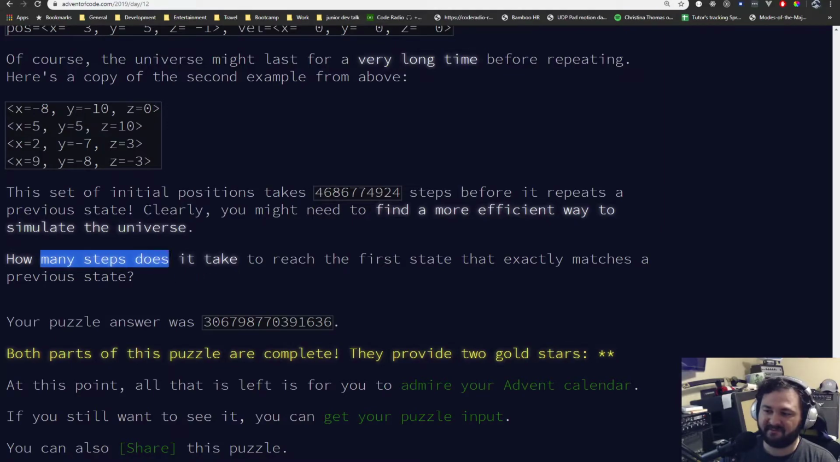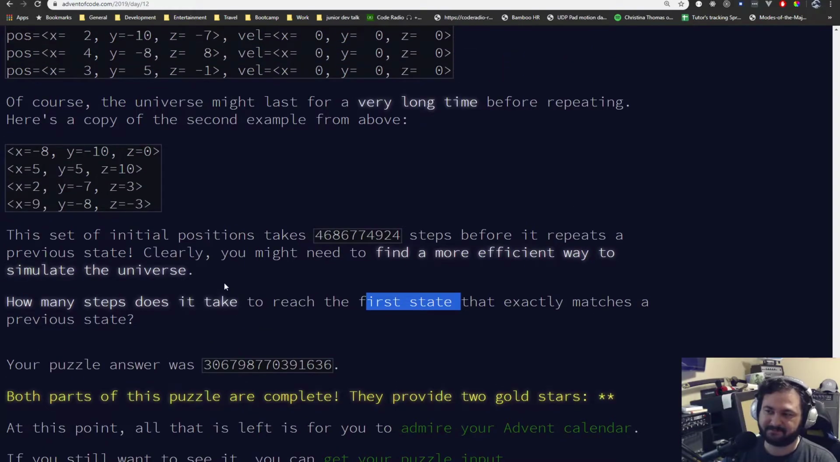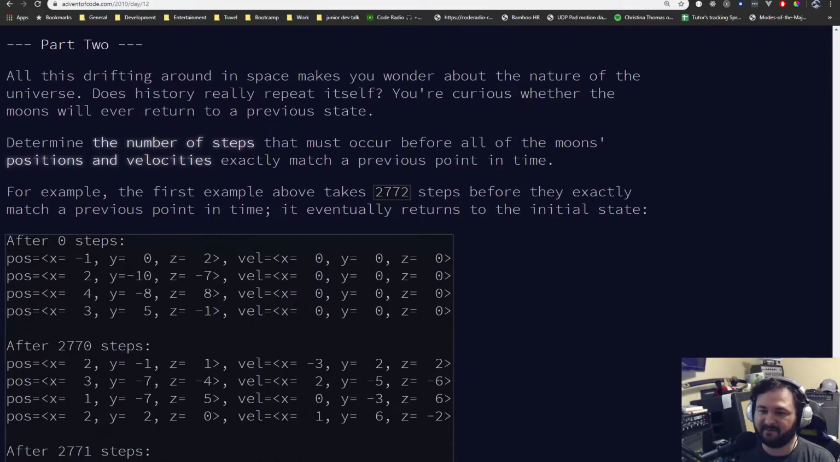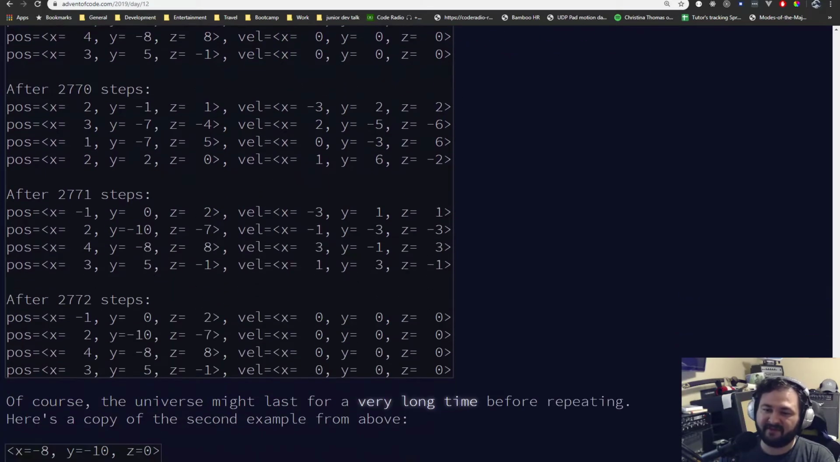So they want to know how many steps it takes to reach the first state that exactly matches a previous state. This was my answer, and it's in the trillions. So you can't run this simulation that many times to find a previous state, even if you find a tricky way to save it as a string or something in a set. You basically have to do the math for it.